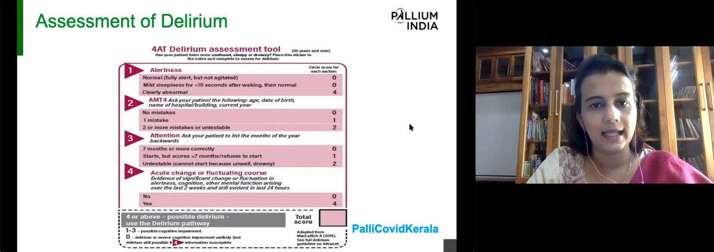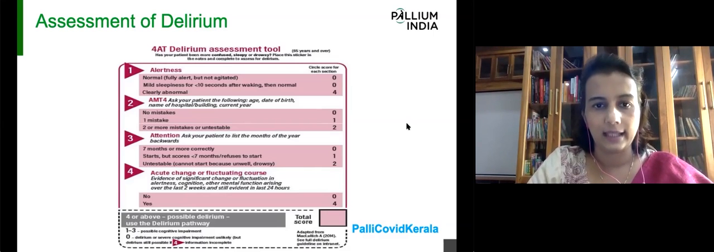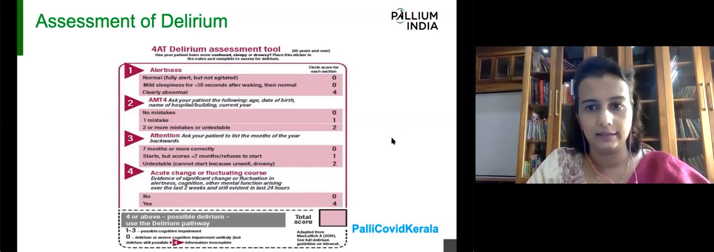Then the second one is AMT4, where you ask the patient about age, date of birth, the name of the hospital or building, and the current year. Again, if they're able to answer without any mistakes, then they don't score anything. But if they have 1 mistake, they score 1, and with 2 or more mistakes, or if they're not able to be tested, they score 2.